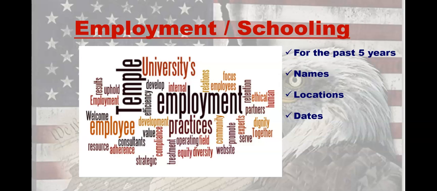You are also going to need your employment history or your schooling history for the past 5 years. You need to have the names of your employers. If you only had one employer in the past 5 years, you only need the name of that employer. If you've been at school during the past 5 years, you need obviously the name of the school, and for both employment and schooling, you need locations, the address, and you need specific dates.